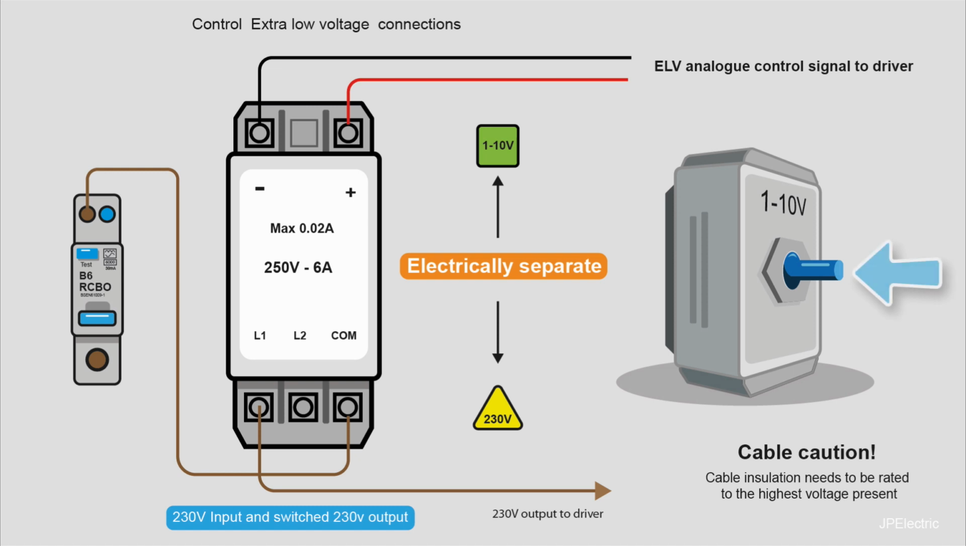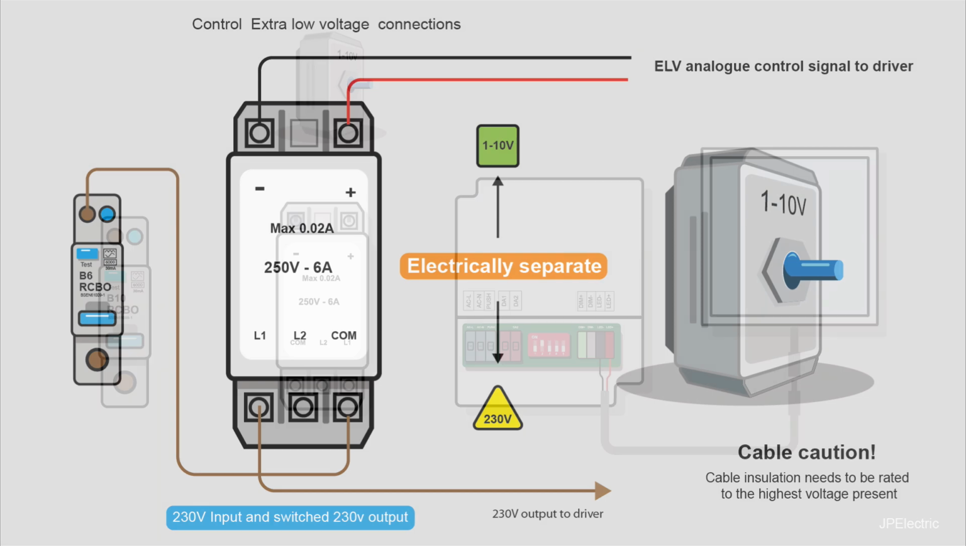Now this particular module drawn here has two functions. Pressing the spindle will connect common to L1 and send a 230 volt output to the 230 volt input of the driver and turn the light on or off. Rotating the spindle will send a 1 to 10 volt signal to the driver to control the brightness of the light. These are the connections.